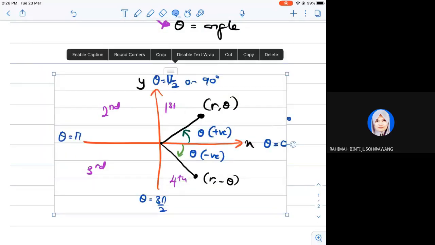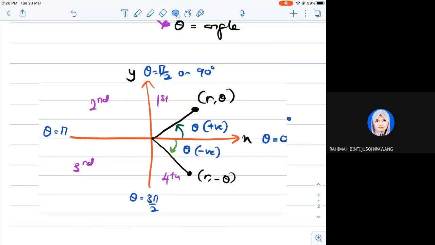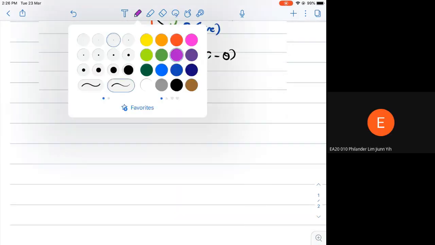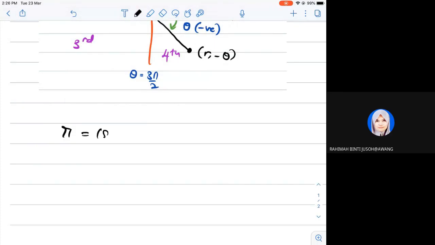I want to ask, pi equals how many degrees? 180. Okay, very good. If I ask you to find 5 pi over 6 equals how many degrees? How do we solve this? Multiply by 180 divided by pi. Yes, 180 degrees. So this equals how many degrees? 150 degrees. Okay, very good.